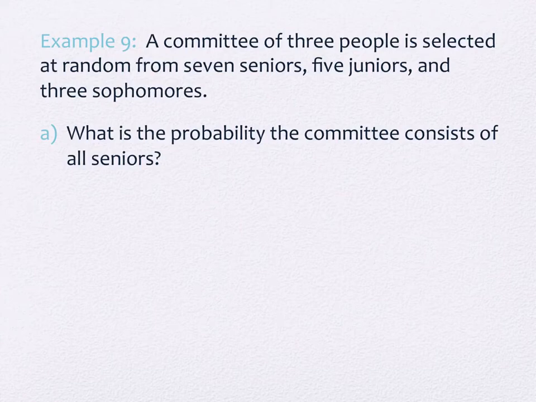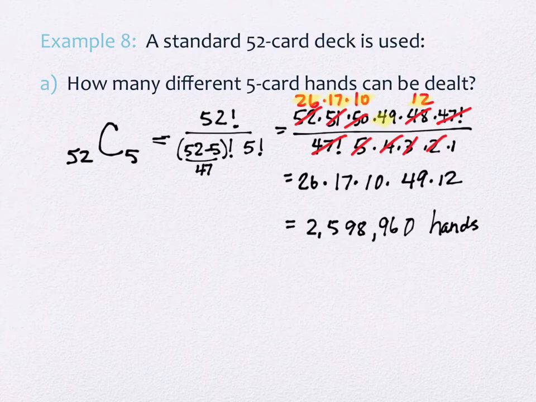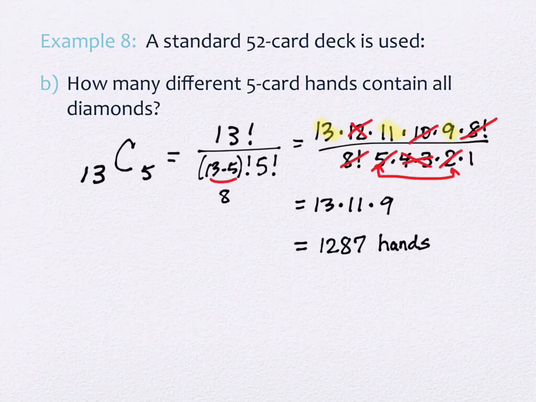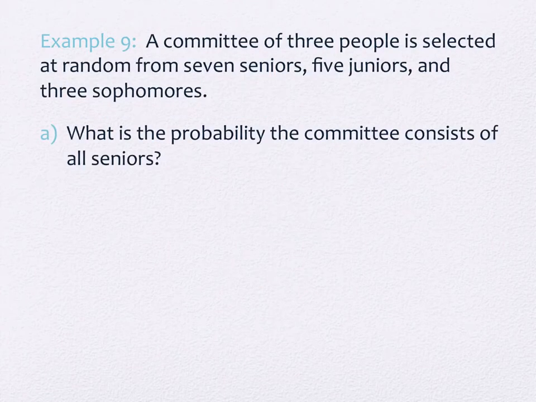So it says we want a committee of 3 people. We're selecting from 7 seniors, 5 juniors, and 3 sophomores. We want to know the probability the committee consists of all seniors. Now, hidden within this question are both of the questions from the previous problem, Part A and Part B. Part A asks how many different committees are there, and Part B asks how many committees there are that actually meet your criteria. Then I can put things together like I did in Part C and find a probability. So this question is really 3 questions in one. We broke it apart last problem; here it's all combined into one question.